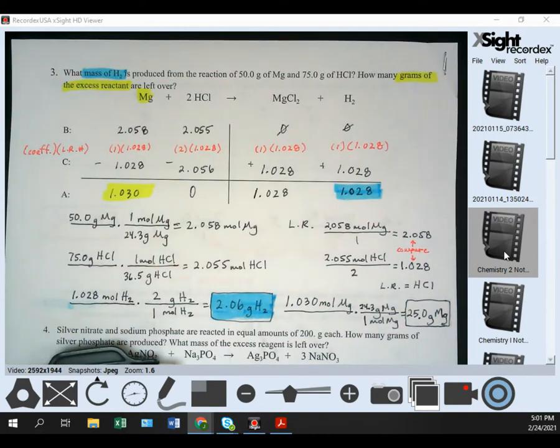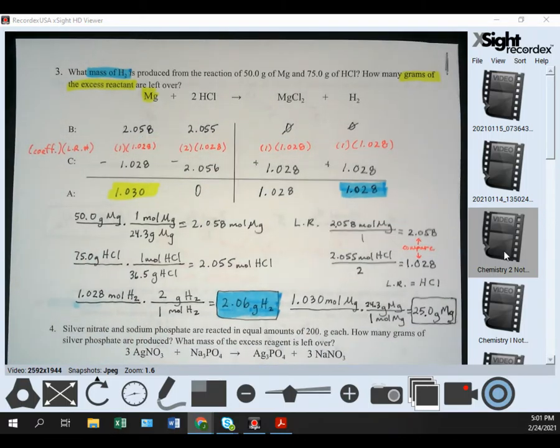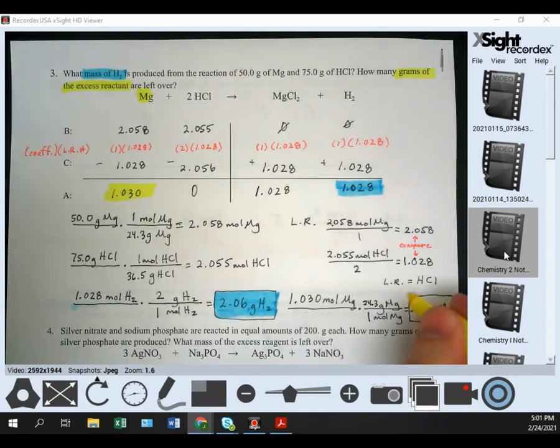Okay. So that's how much of the excess reactant was left over. So that answers both parts of that problem.